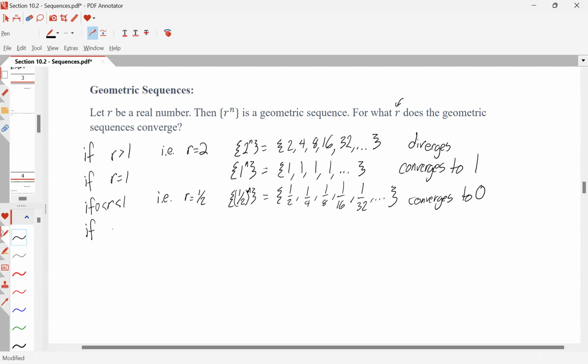Next ratio to consider would be if r equals 0. R equals 0, well, anytime I multiply by 0, I get 0. So 0, 0, 0, 0, just like the ones, this converges. But it converges to 0 this time.